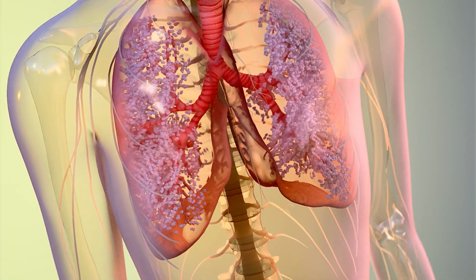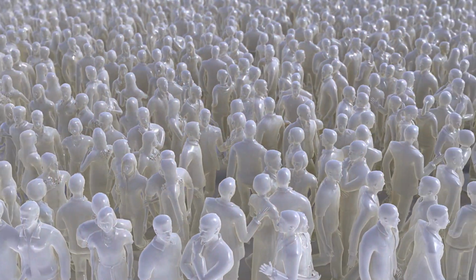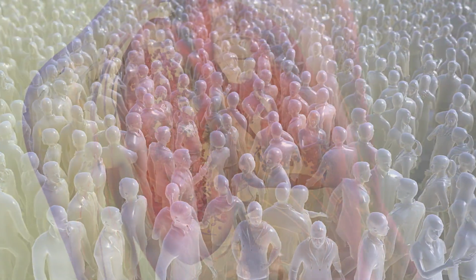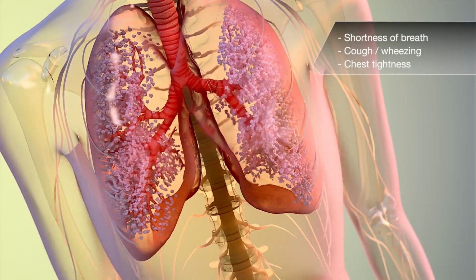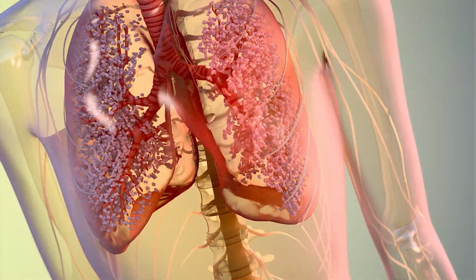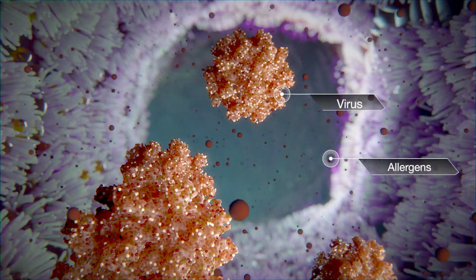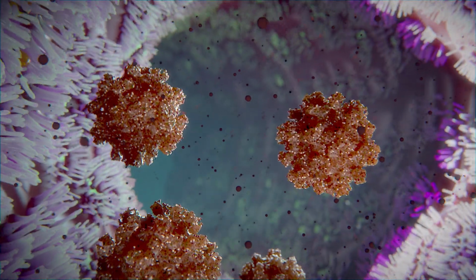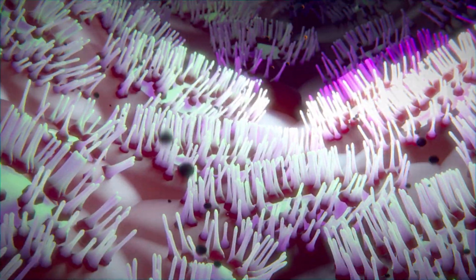Asthma is a heterogeneous airway disease affecting approximately 334 million people worldwide. It's defined by symptoms such as shortness of breath, cough, wheezing, and chest tightness. Asthma can be triggered by various environmental factors, including irritants, allergens, viruses, and bacteria. These triggers induce a cascade of effects, resulting in inflammation and reversible airway obstruction.